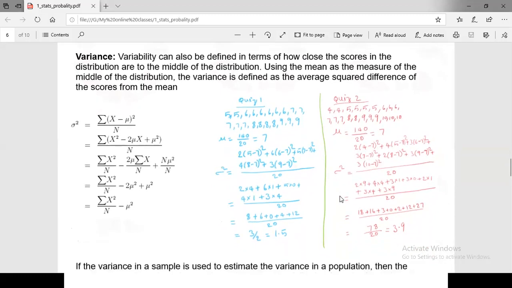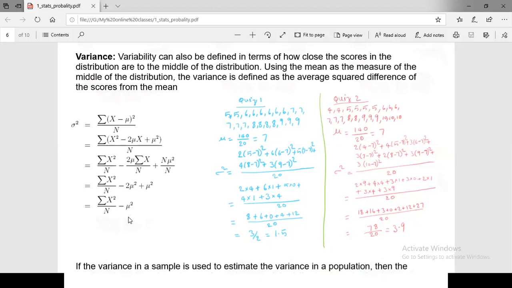Now for both quizzes, the mean will be the same. The sum of quiz 1 is 140, total is 20, so 140 by 20 equals 7. For quiz 2, again the sum of all scores is 140, total number of points is 20, equals 7. Now apply these values on the formula: sigma squared equals the sum from 1 to n of (x minus mu) whole square, divided by n.